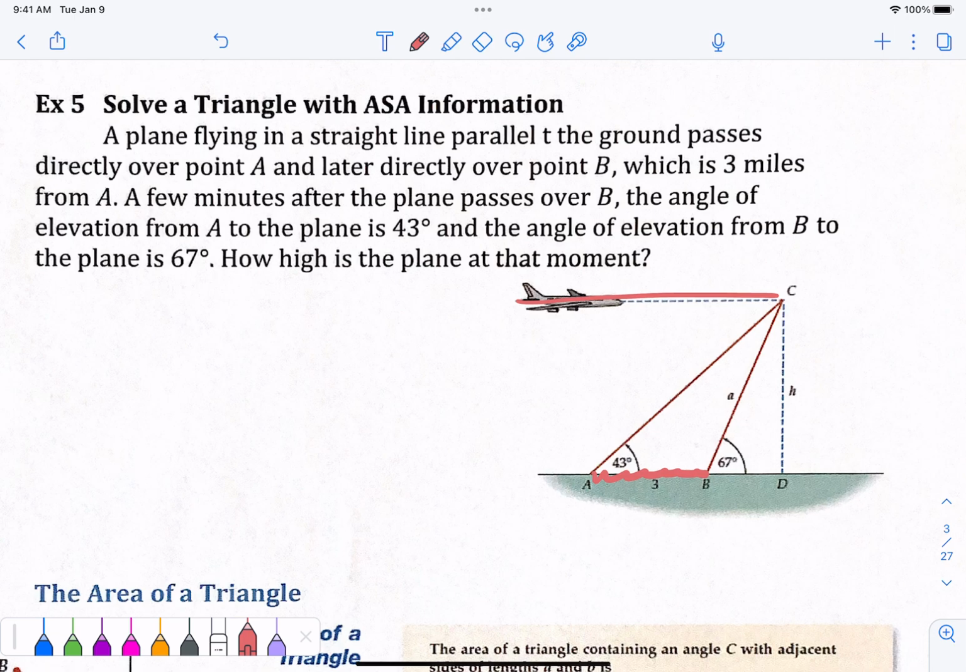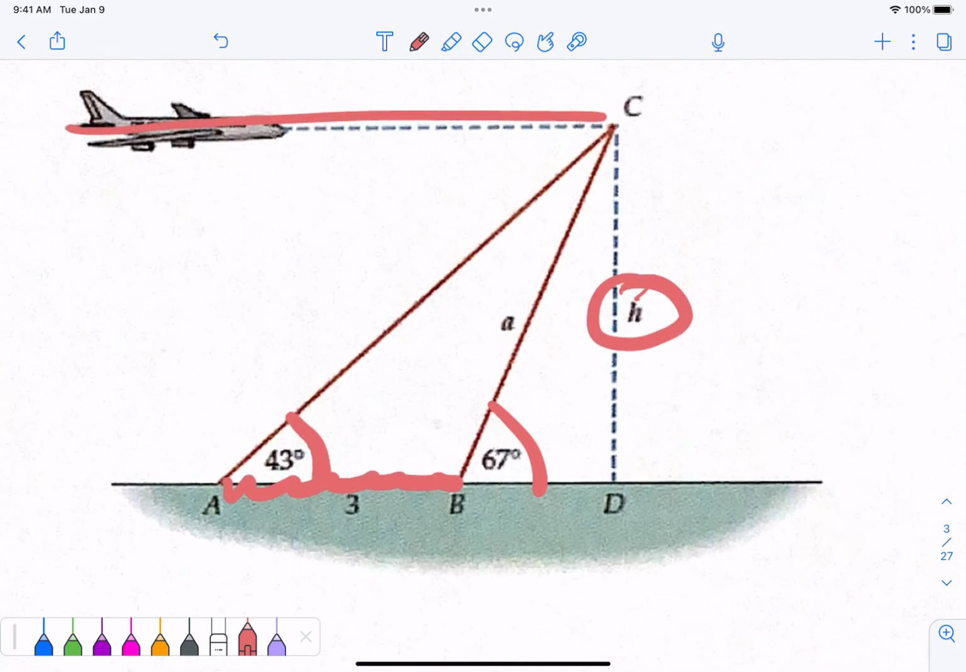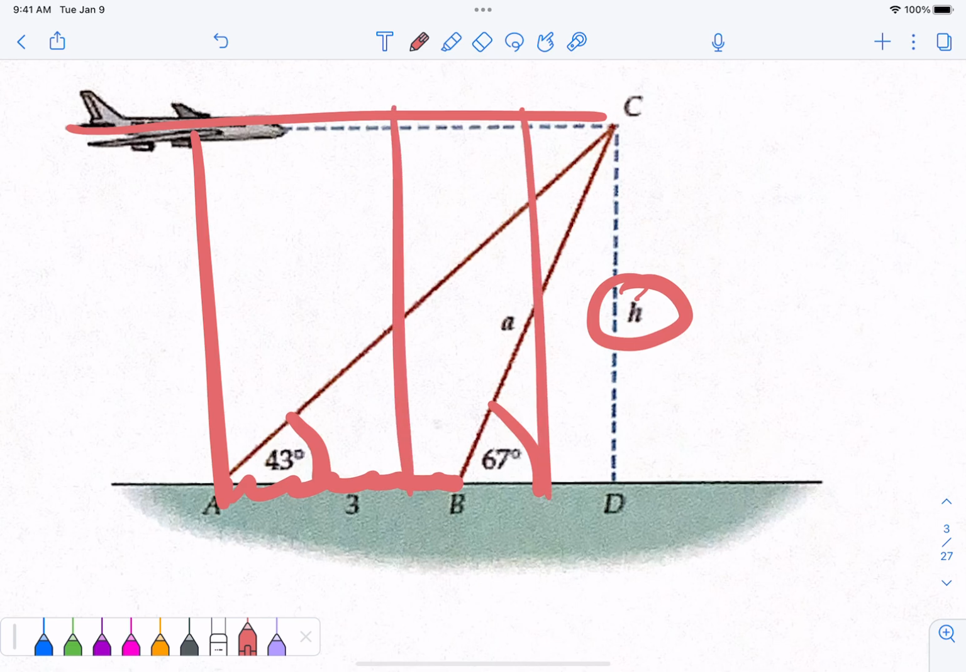A few minutes after the plane passes over B, the angle of elevation from A to the plane is 43 degrees. The angle of elevation from the plane to point B is 67 degrees. They want to know how high the plane is at that moment, like the height of the plane. That's what they want to know. And the height of the plane is staying the same the whole time, so the height here is the same as the height here all the way across.